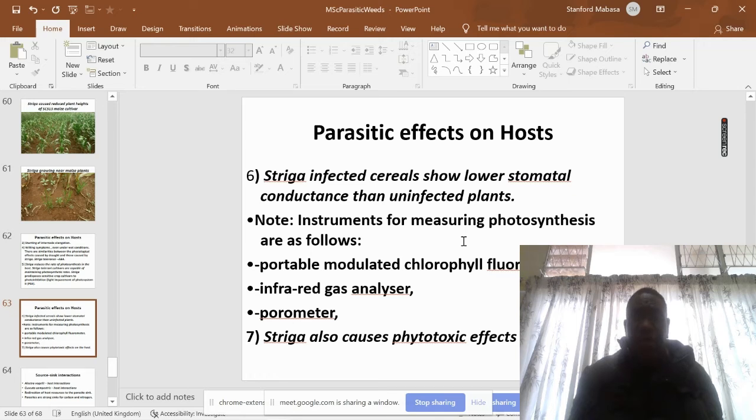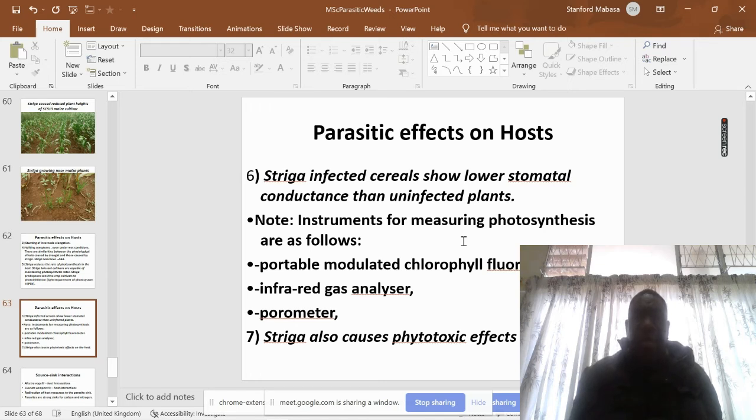We've got instruments which we can use to measure photosynthesis, which are as follows: portable modulated chlorophyll fluorimeter, infrared gas analyzer, and porometer. You can use these instruments to detect the presence of this parasitic weed and what it does physiologically to its host.